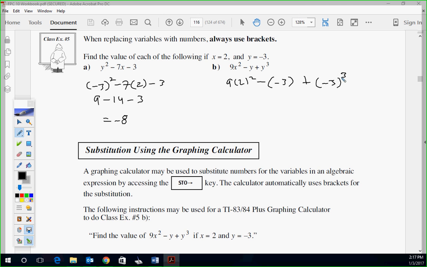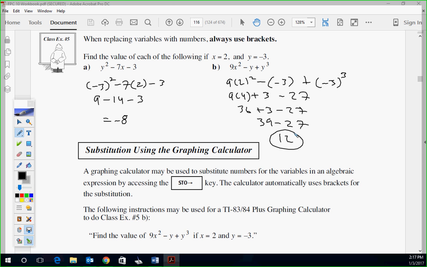Everybody here knows that's 2 squared. That's 4. Minus a minus is a plus. A negative number cubed is what? Negative. So it's going to be a negative 27. 9 times 4 is 36, plus 3 minus 27. 39 minus 27, 12. 12 is the answer here.